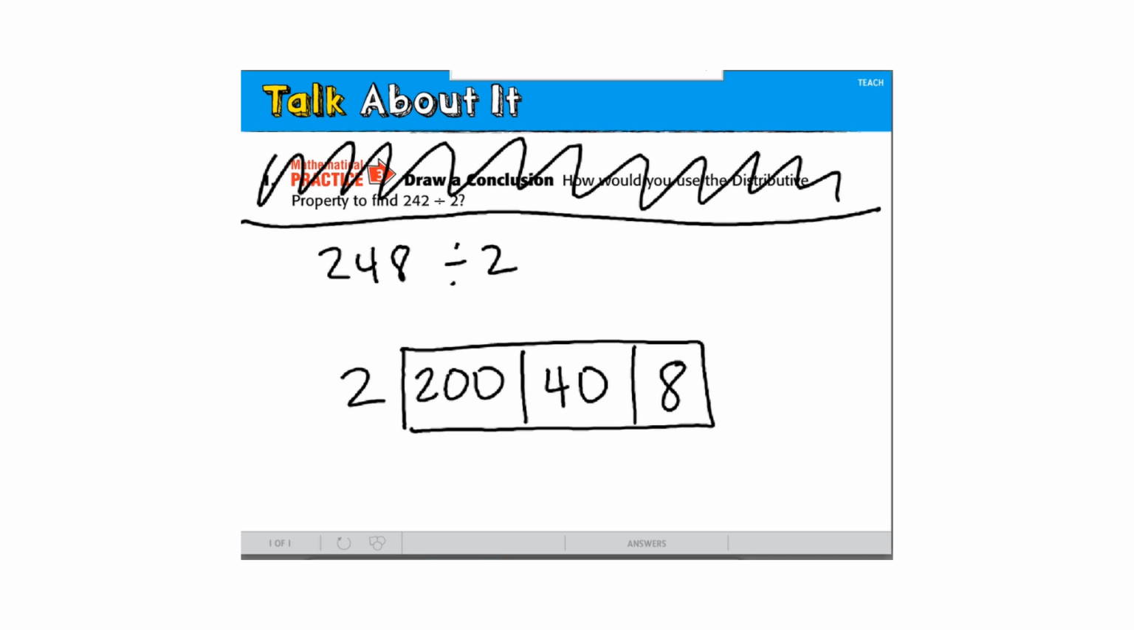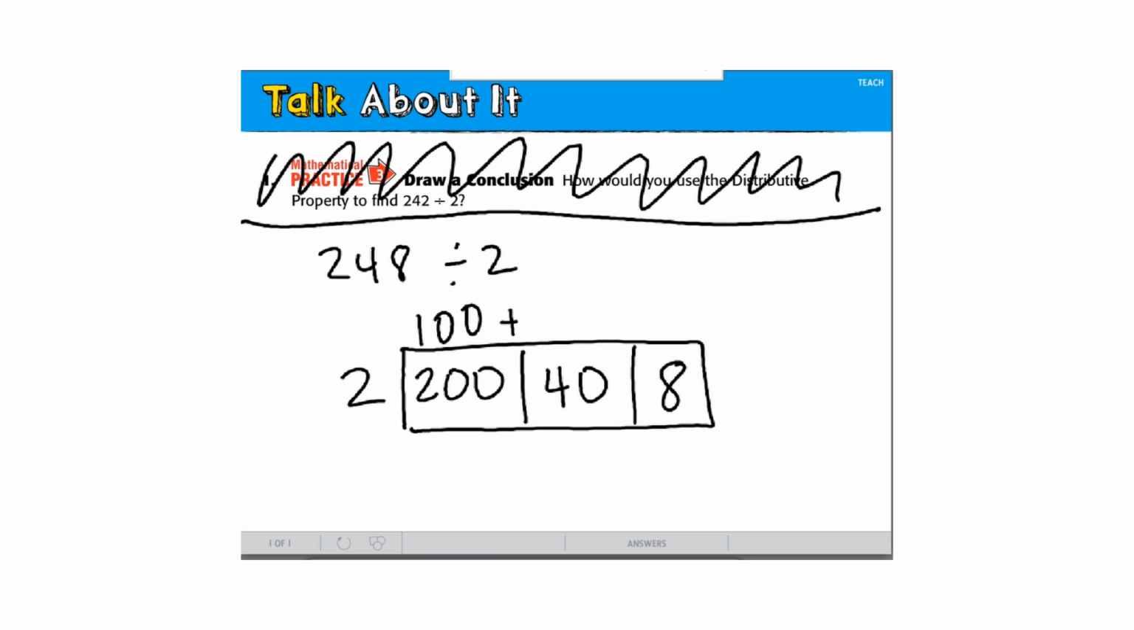Yes, give me a thumbs up if you saw why I did it that way. I took the hundreds, and that's 200. I took the tens, which is 40, and then I took the 8. Okay, good. So now I'm going to be dividing them in. So I'm going to divide 2 into 200, which is what? How many, Angelina? 2 into 200. 100. So I'm going to write it above. And then I'm going to put a little plus sign because I'm going to add up all these things I'm doing. I'm going to add them all up at the end.